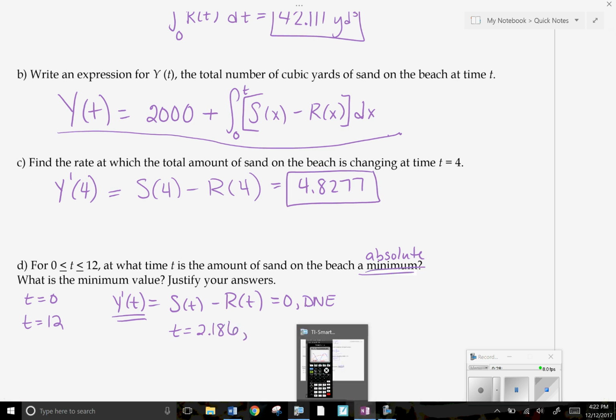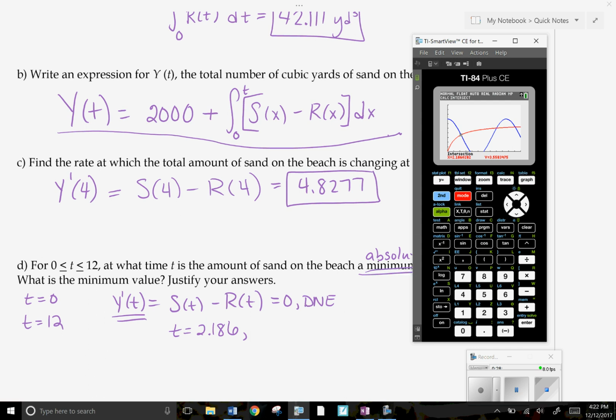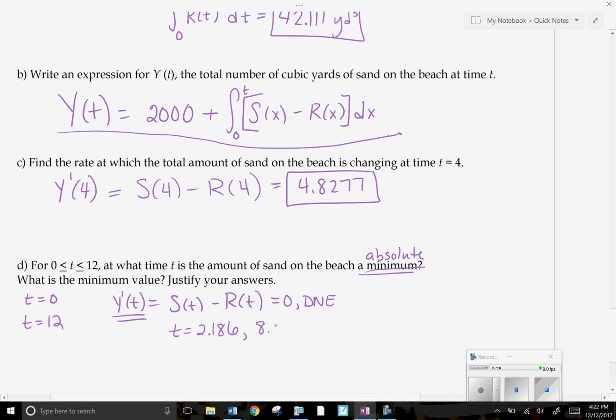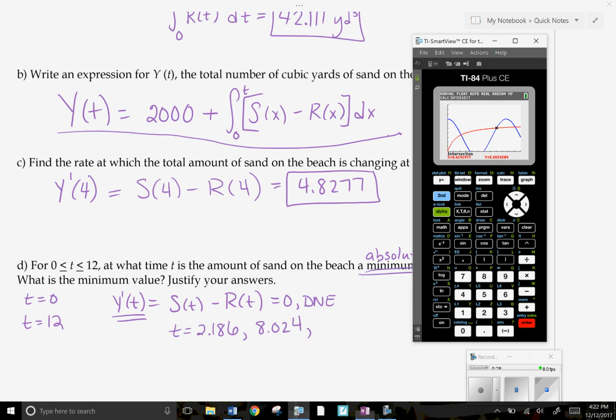Okay, now, bear with me. I'm going to quit and store this as A, my first intersection. Then I'm going to go back and do the exact same thing and store the next one as B. My second guess is like closer to 8-ish. Oh, I was really close. 8.024. Again, I'm going to go back and store this as B.